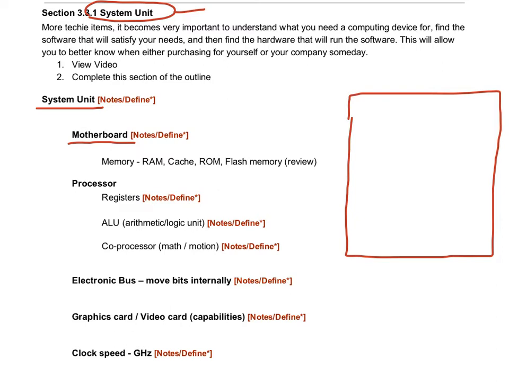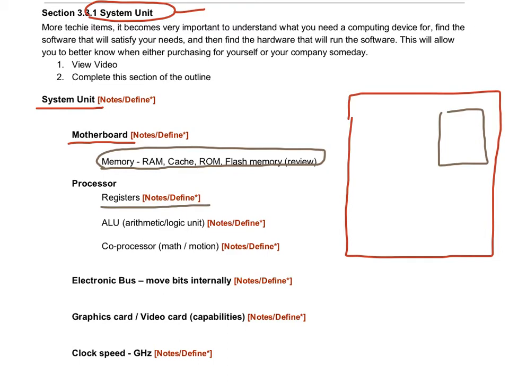Okay, let's talk about some of those key areas inside there. We've already mentioned memory, RAM, cache, ROM, flash memory, and so forth. So let's try to clarify that a little bit more. Inside there is a processor, and that processor has registers, high-speed staging areas, places inside the processor where data and information can be used in order to do its work.